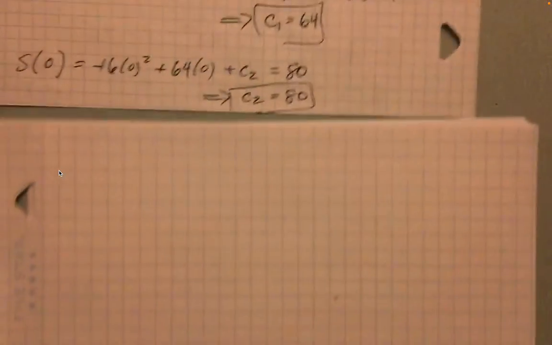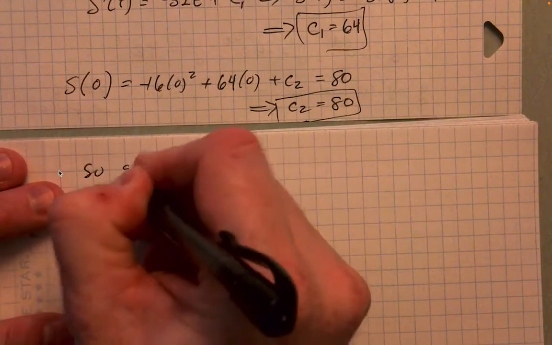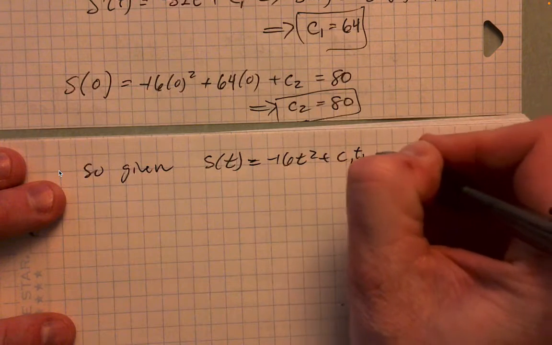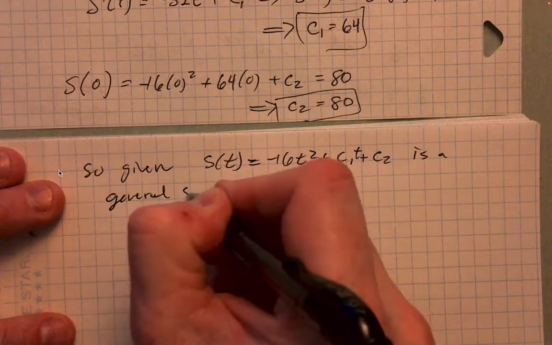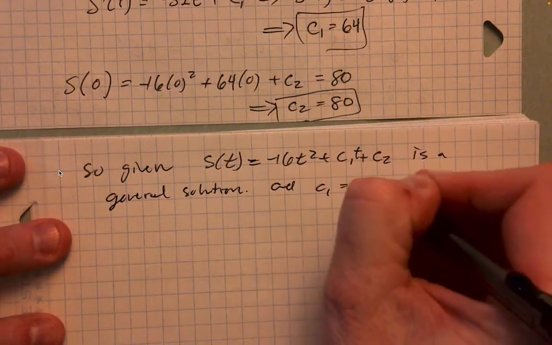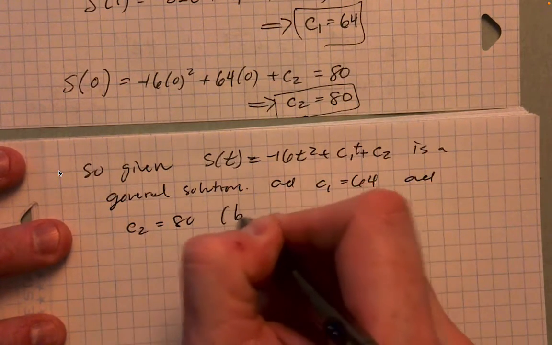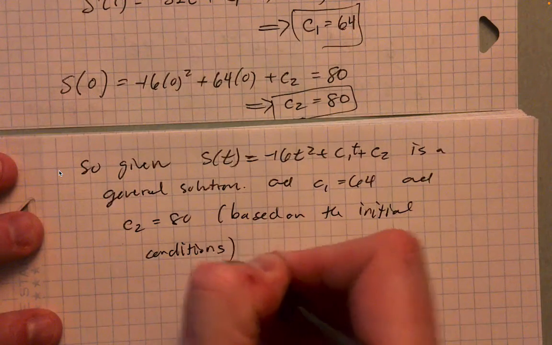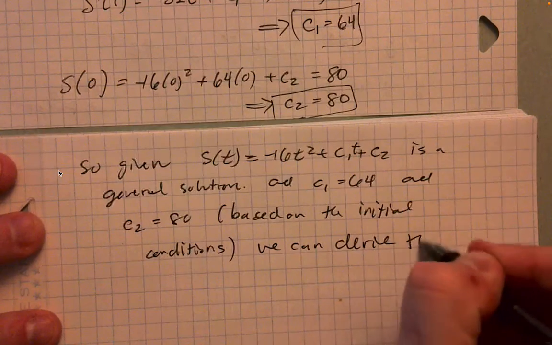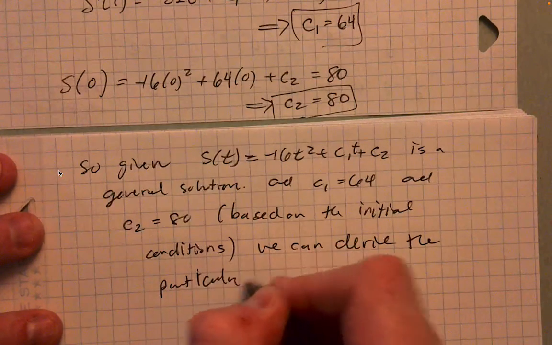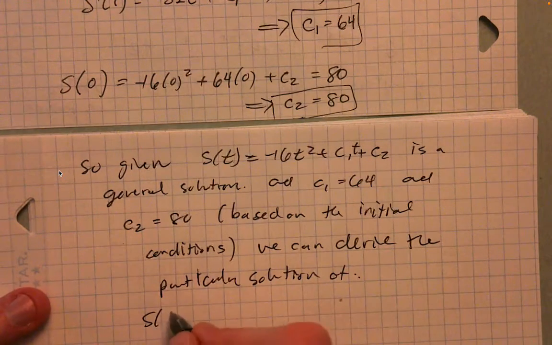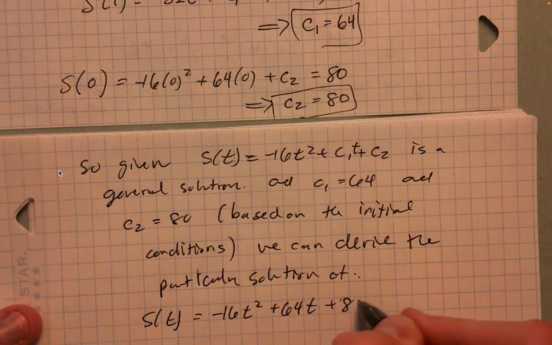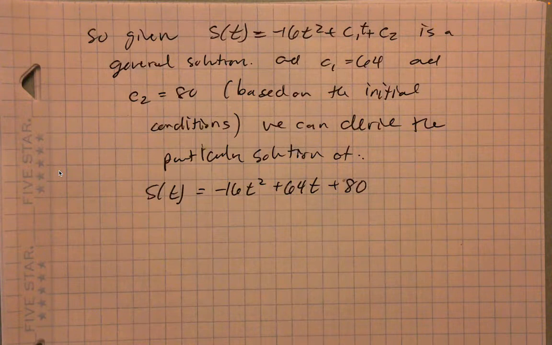right, that looks like what? Right, so given s of t equals negative 16t squared plus c1t plus c2 is a general solution, and c1 equals 64 and c2 equals 80, right, based on the initial conditions, we can derive the particular solution of what? So it's s of t equals negative 16t squared plus 64t plus 80. Okay, so that's the particular solution given the initial conditions.